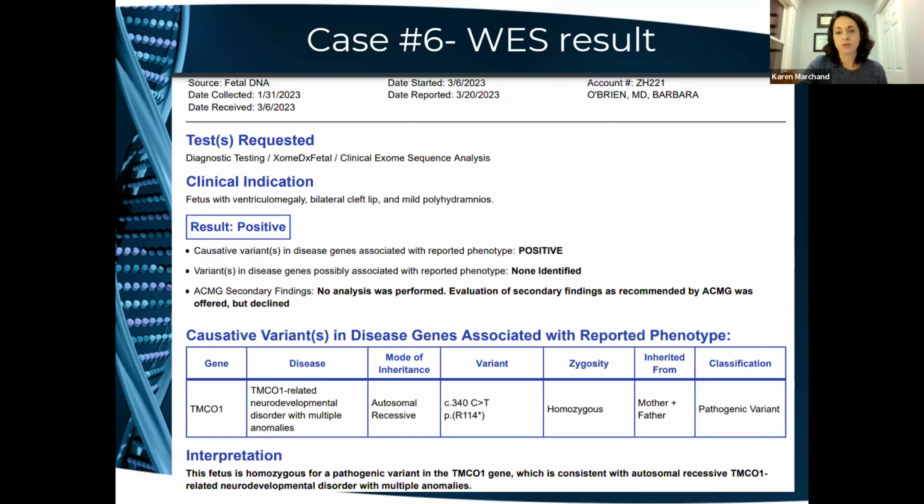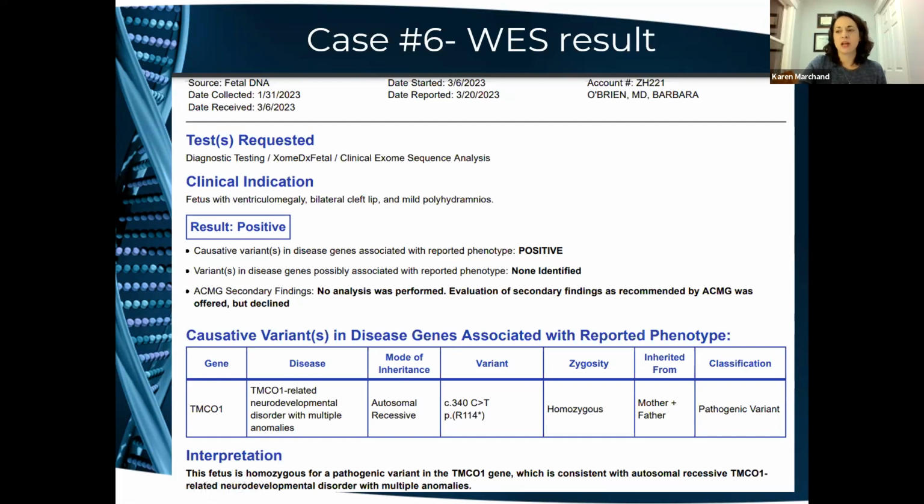They were offered the option of ending the pregnancy and opted to continue, and it really did also help in the newborn period to know what we should be looking for, other anomalies as well. So it's certainly helpful in that situation.